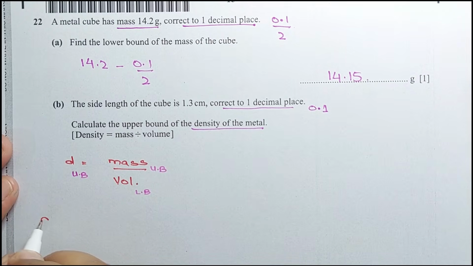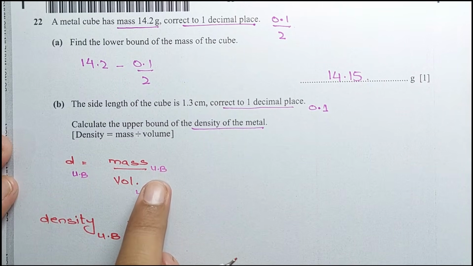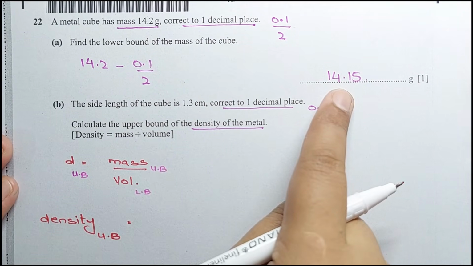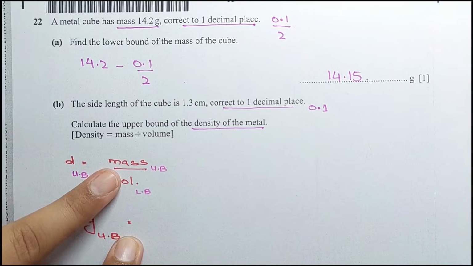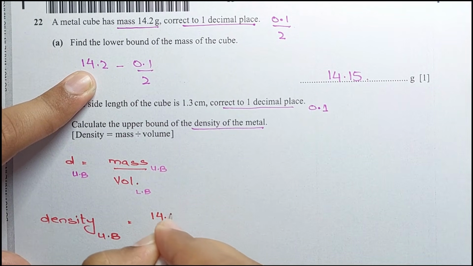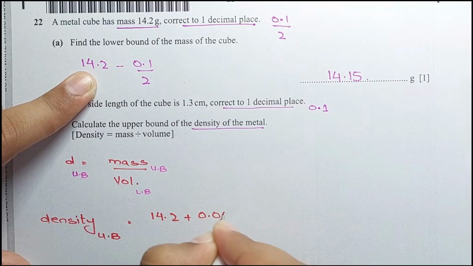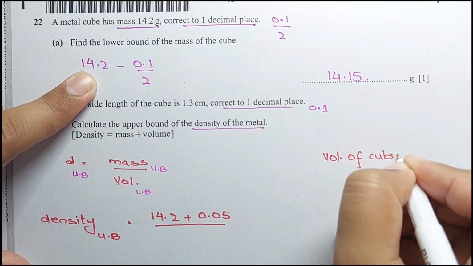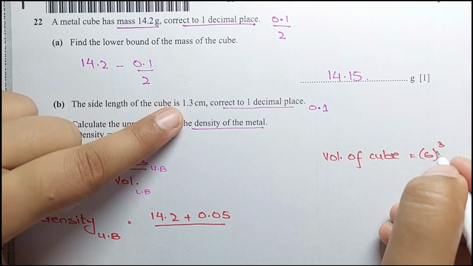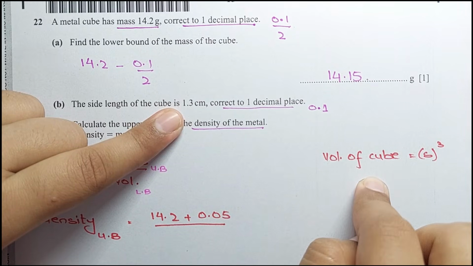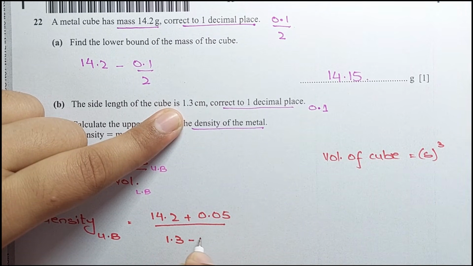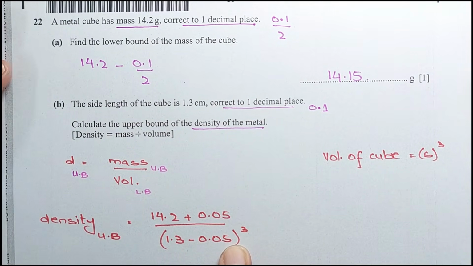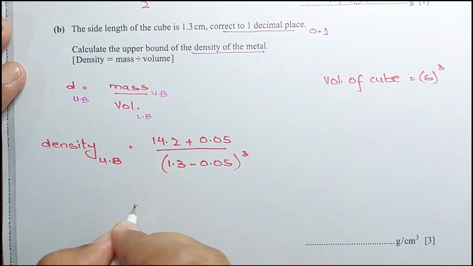All right, so the density upper bound needs the mass upper bound. We have done the lower bound of the mass, right? So for the mass upper bound, in 14.2 we need to add 0.05, and the volume of a cube is side cubed. So we need to figure out the lower bound for the volume. So 1.3, we need to subtract 0.05 and take its whole cube. For the lower bound we need to subtract half of the 1 decimal place, right? Okay, now let's simplify.